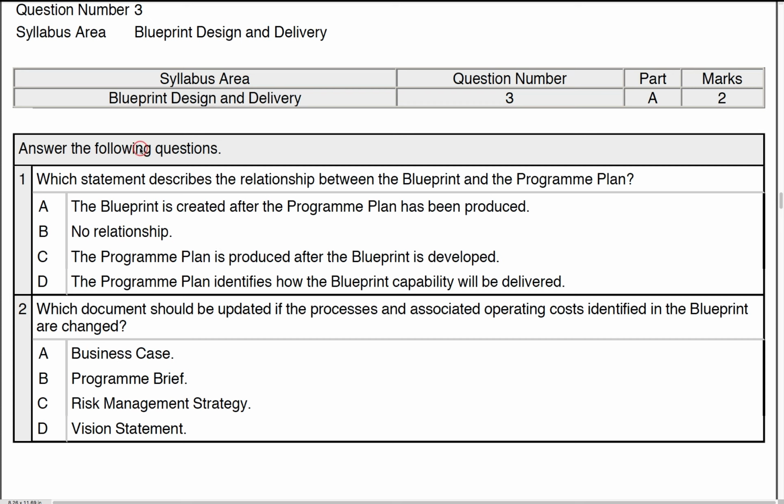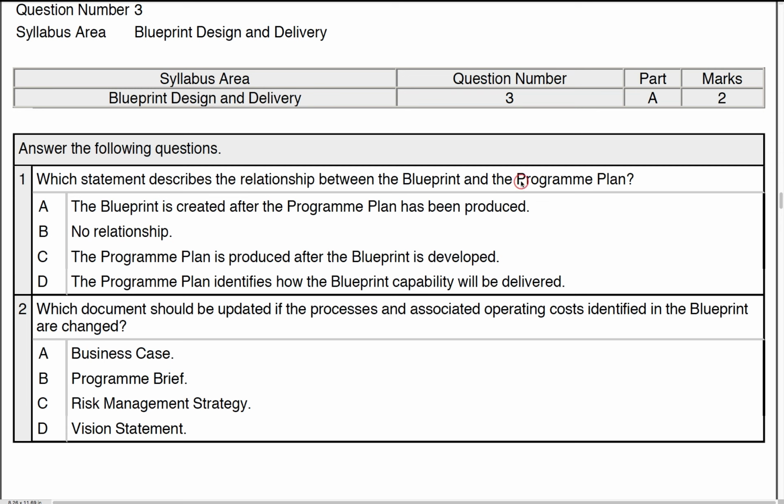And note also that because there is no bold information or extra information within the question information box, the 2 questions are purely about managing successful programs application. So the first statement in question 1 looks at the relationship between the blueprint and the program plan.